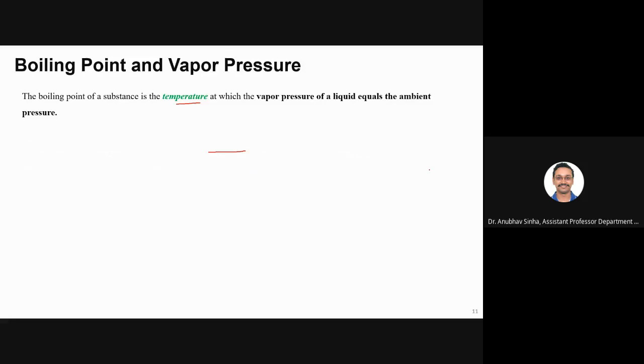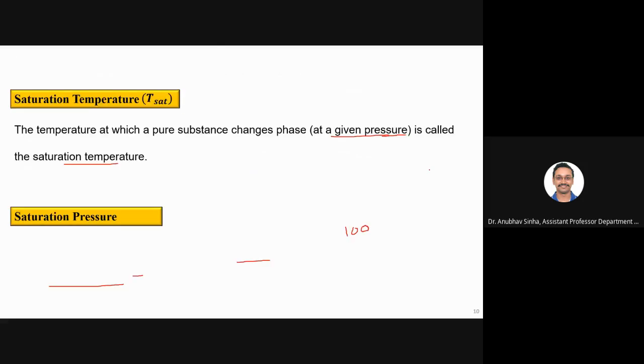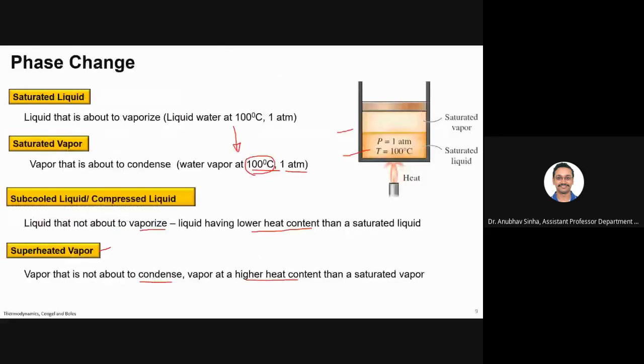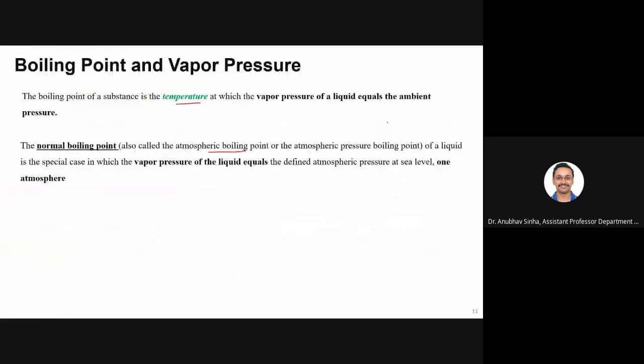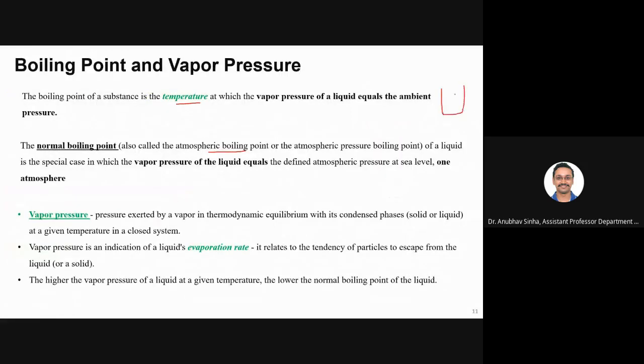Okay, so let me go back to this slide. Basically, when we boil water, let us say this is an open system, so let me draw it here. Let us say I have water in a beaker and I am trying to boil it. I am providing heat, right? So at 100 degrees Celsius, the pressure exerted by the water vapor will be equal to atmospheric pressure. Okay, then only it will boil. Then only we say that it is boiling.